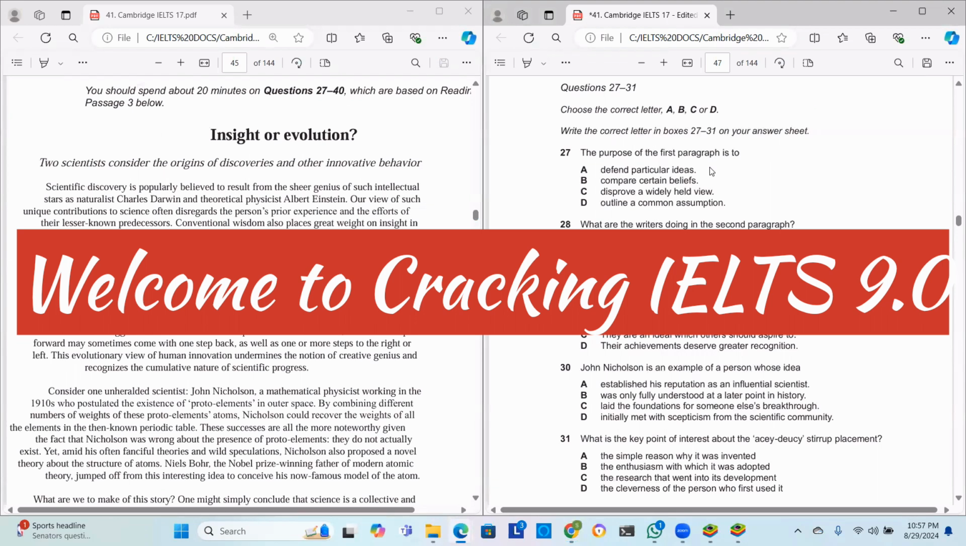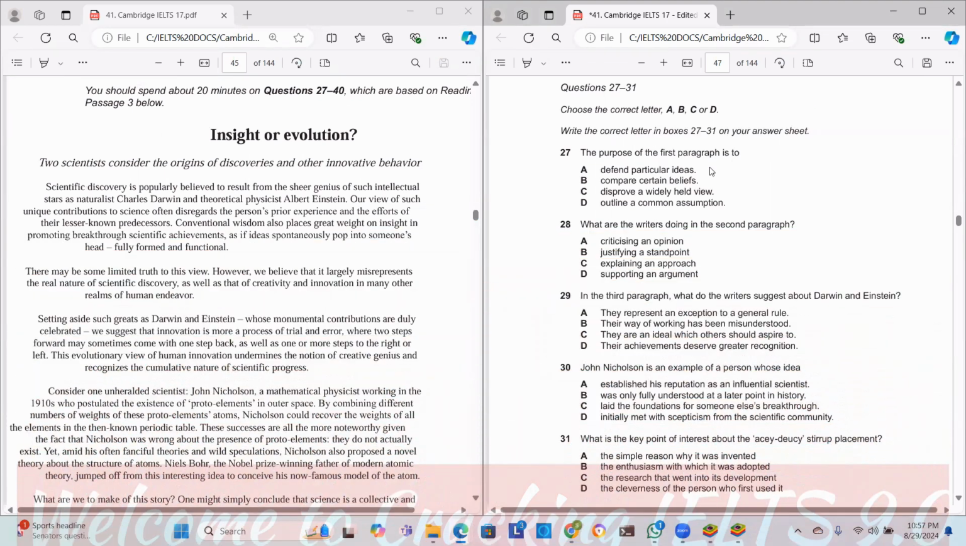So here I am again with a new passage today. This is Cambridge 17, Test 2, Passage 3. As you can see, it's called Insight or Evolution. So let's not waste any time and start the session.